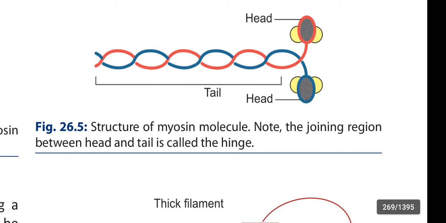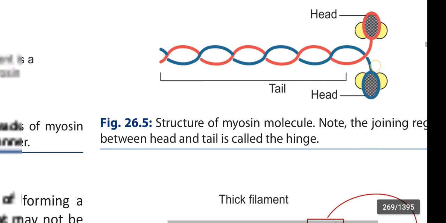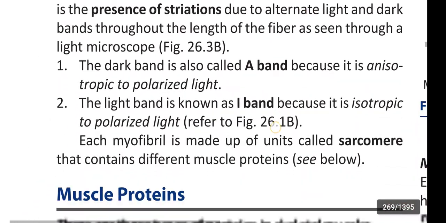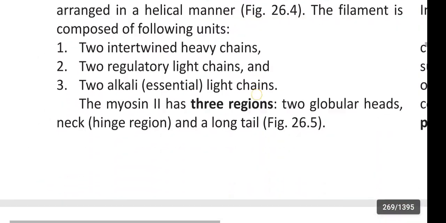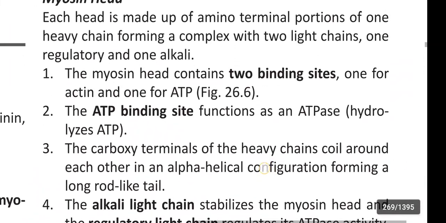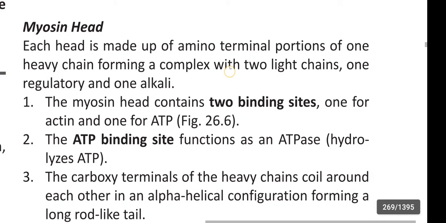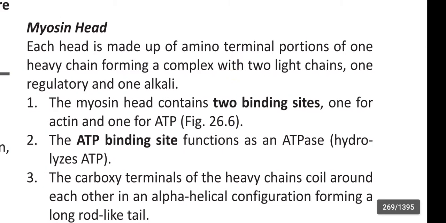The joining region between head and tail is called the hinge. This is the head region and this is the tail region. Okay, the joining of head and tail is the region we call the hinge. Next, we call this hinge region the neck region. Okay guys, next, about the myosin head.